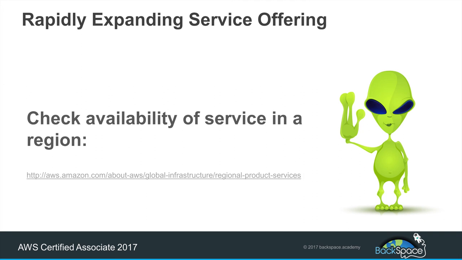Now, again, one thing to consider here is that the AWS service offering is rapidly expanding, and it's always a good idea to check the availability of a service in your particular region. For this course, we use the US East 1 standard region, simply because that is the main region that has the broadest range of AWS services available to it. If you're using, for example, Mumbai, that's a very new region, and so it's not going to have all of the services available for it. But if you just go to that URL there that is on the screen, you can check the availability of a service in a region before you start working on your application.